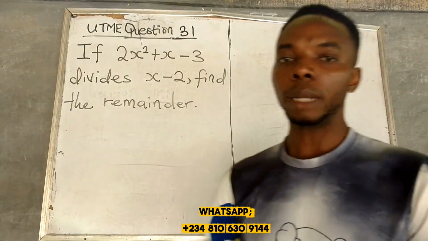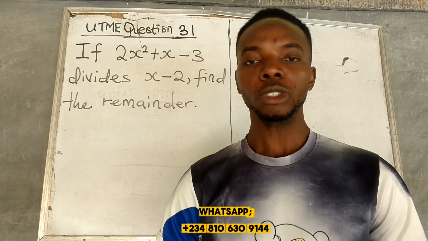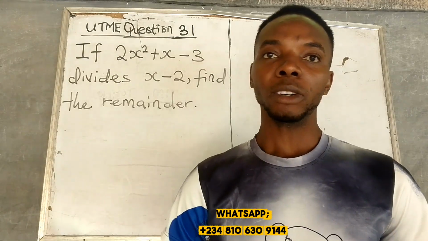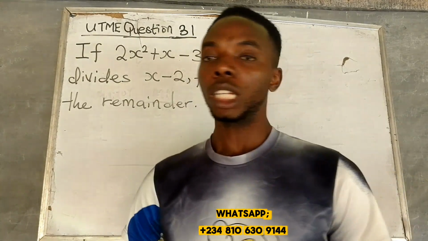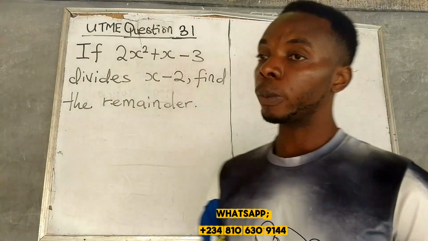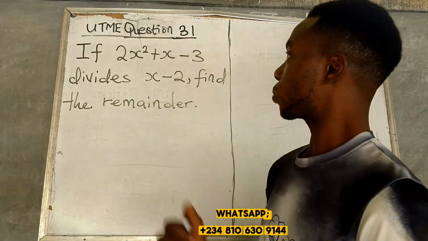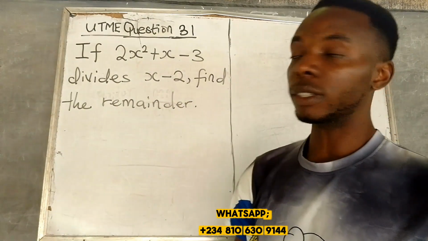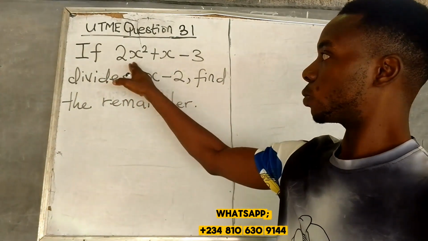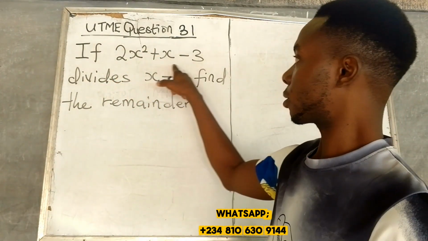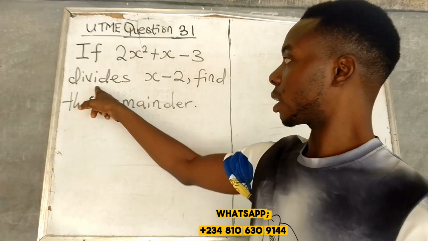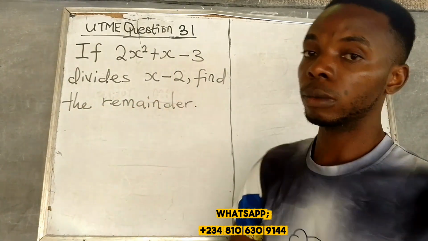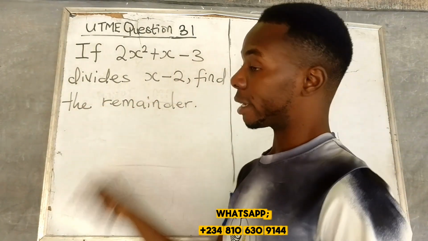Now in this class we'll be talking about the remainder theorem. It has to do with polynomials. Right now, in this question, question number 31 of our UTME, the question says: if 2x squared plus x minus 3 is divided by x minus 2, find the remainder.